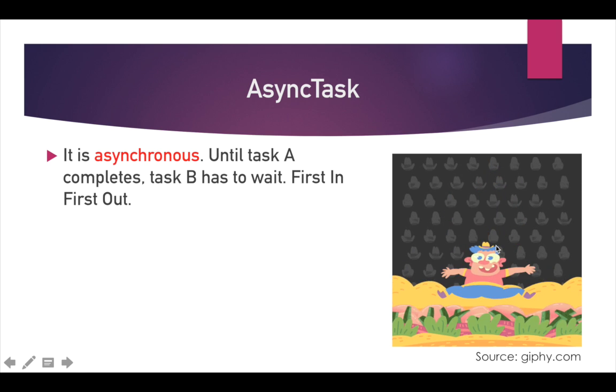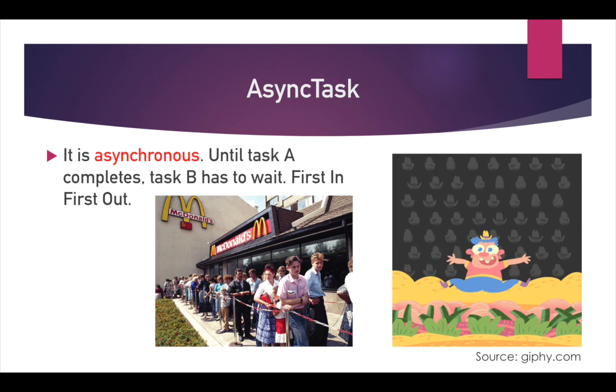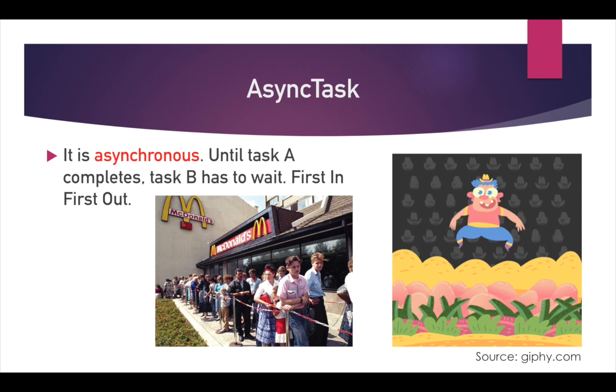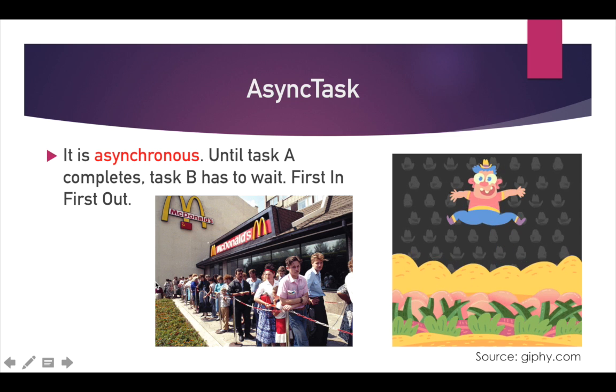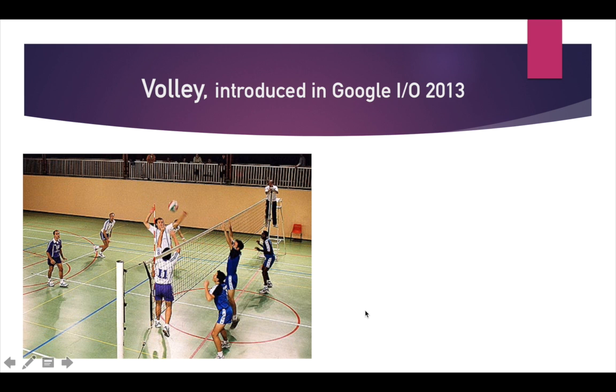It's also first in, first out. It's something like in a queue. The waiter has to complete one person's task, then the next can come. So what if you have a long queue like this? Then Android introduced the Volley library.